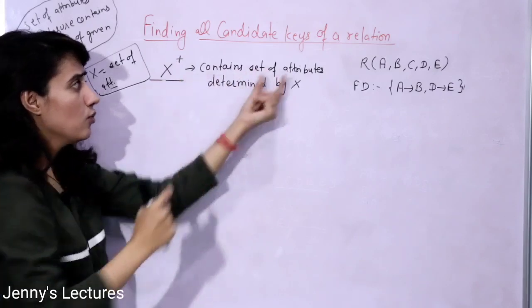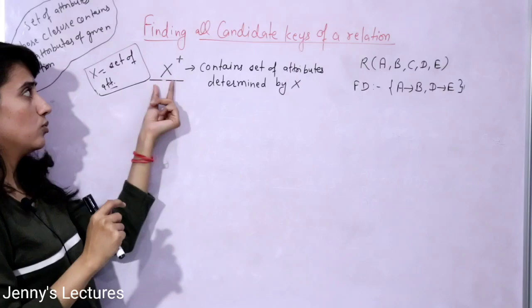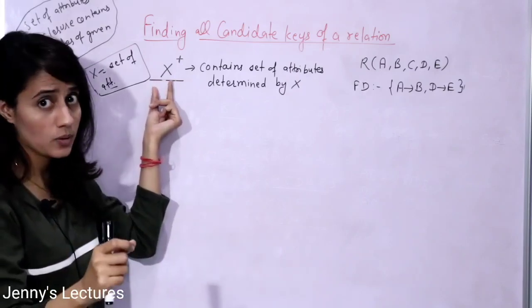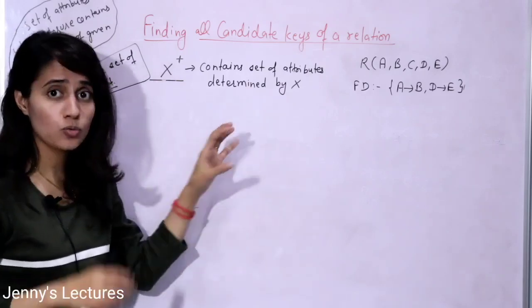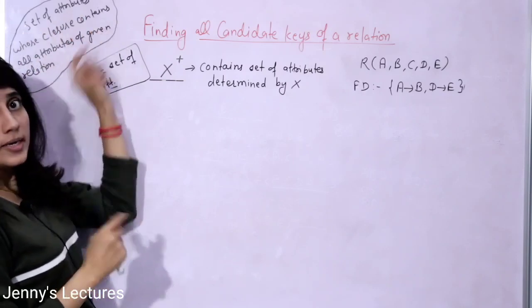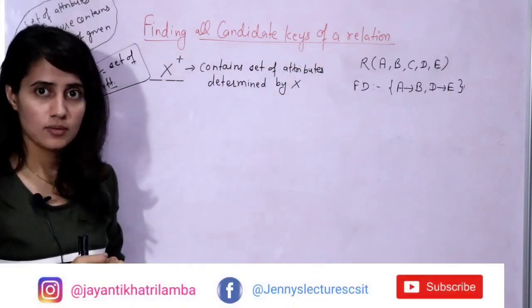It will contain the set of attributes determined by X, and X is what? A set of attributes. X may be 1 attribute, 2 attributes, 3 attributes. It is a set of attributes, right? And here super key is what? In the context of this closure, super key is a set of attributes whose closure contains all attributes of a given relation, right?